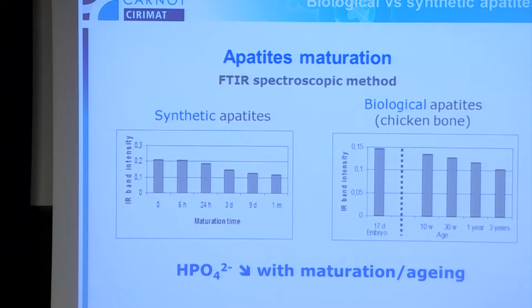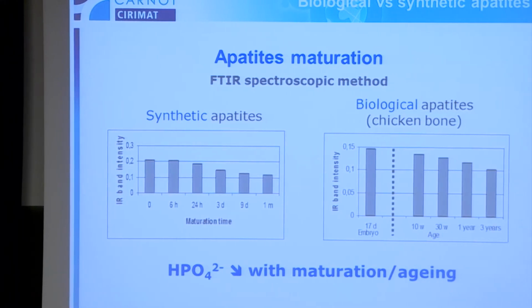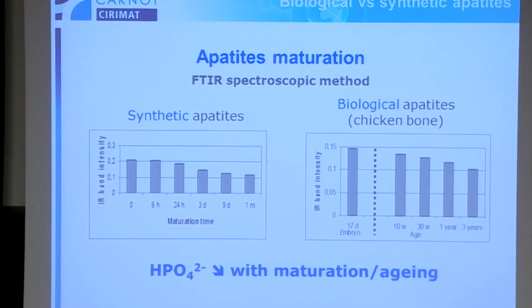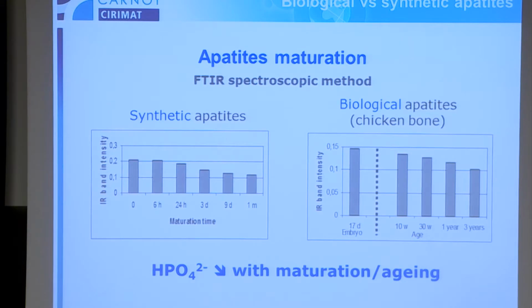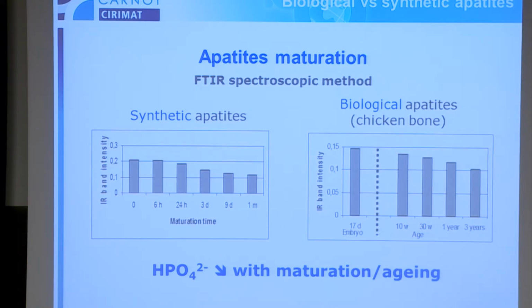So if we now apply this method to evaluate the HPO4 content in synthetic apatite with different maturation, here from 0 to 1 month, you can see that the HPO4 content is decreasing with aging, and if we compare with the evolution of this HPO4 content in chicken bone from embryonic to 3 years, you can see also that you have a small decrease of this HPO4 content with maturation in the case of synthetic, and with aging in the case of biological apatite.